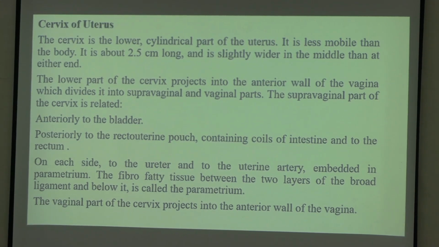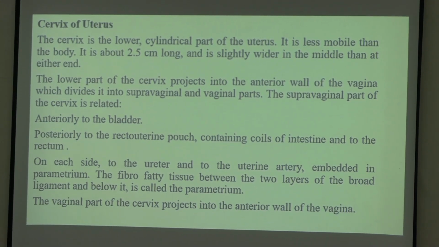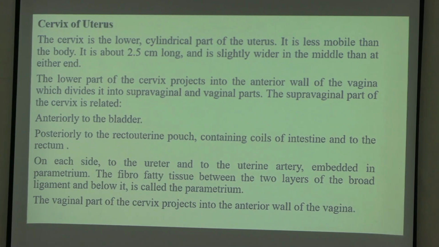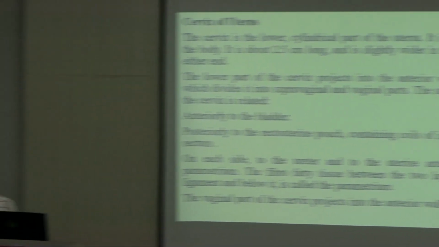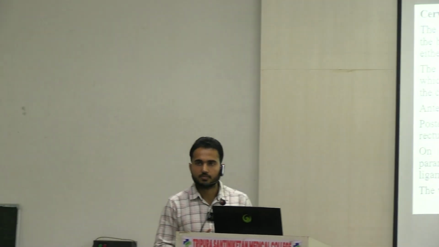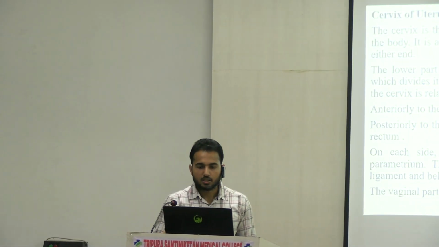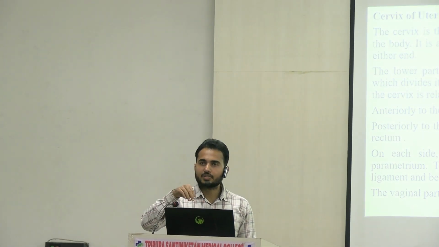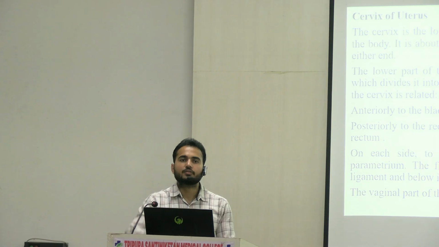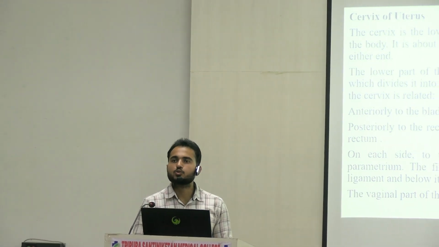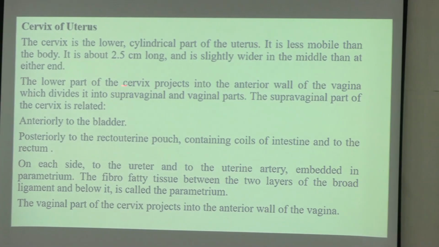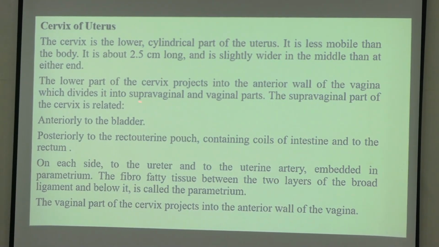Okay, next is the cervix of the uterus. So the cervix of the uterus is the lowest part, cylindrical, the most fixed part. The length is approximately 2.5 centimeters, and it extends from the internal os or internal orifice to the external orifice or ostium. Okay, that is the extent of the cervical canal. Now the lower part of the cervix, you have to know, protrudes into the wall of the vagina and divides the cervix into two parts, the supravaginal part and the vaginal part.